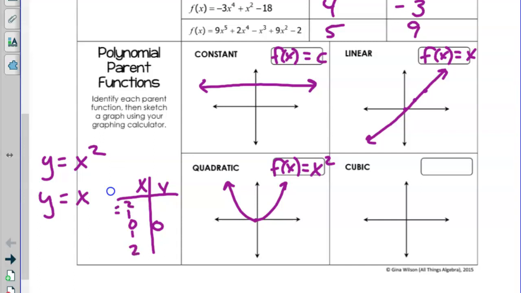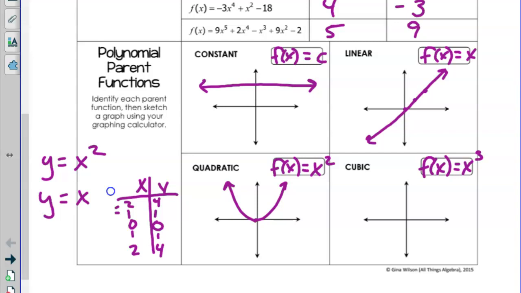If we were doing x squared, what would negative 2 be? 4. What would negative 1 be? 1. 4. 0. That's the parent function. Okay. A cubic, what would the cubic equation be? F of x equals x cubed. Very good. So we're going to look at this one a little bit more.